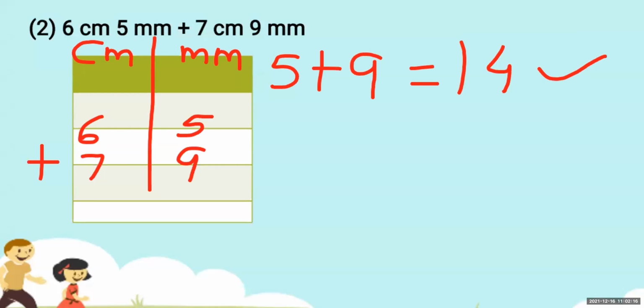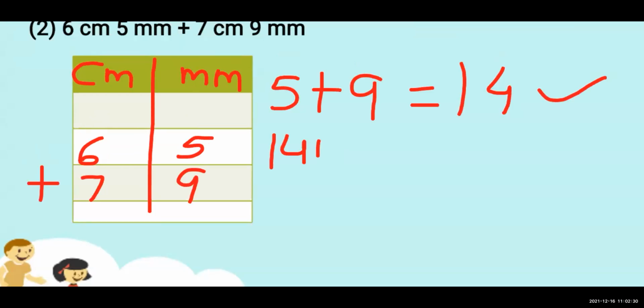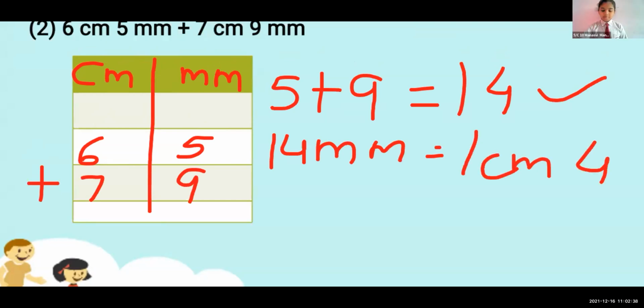We'll convert 14 into 1 centimeter 4 millimeters. Very good. So this 14 millimeter will convert into 1 centimeter 4 millimeter. Very good. Right, nice, beta. Now next, mute yourself.